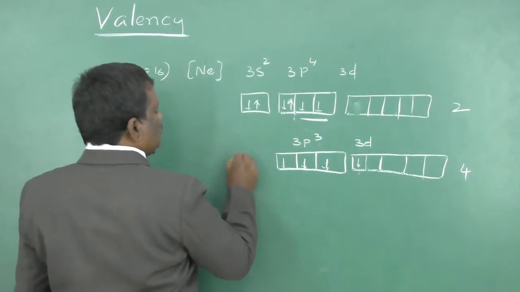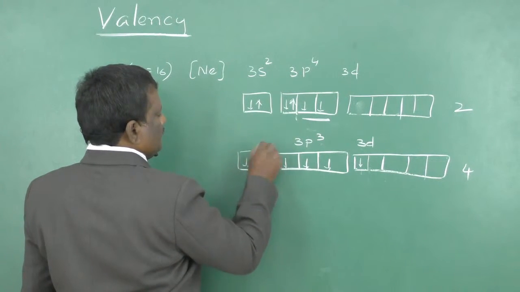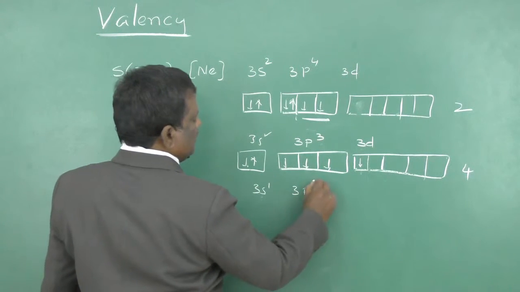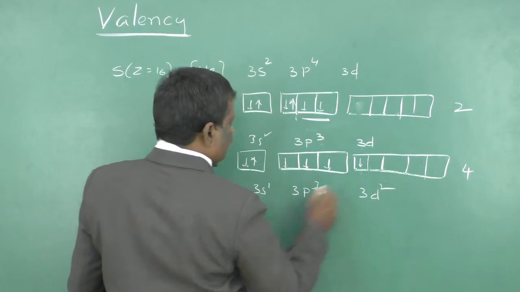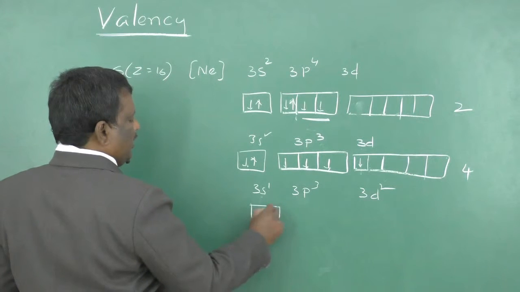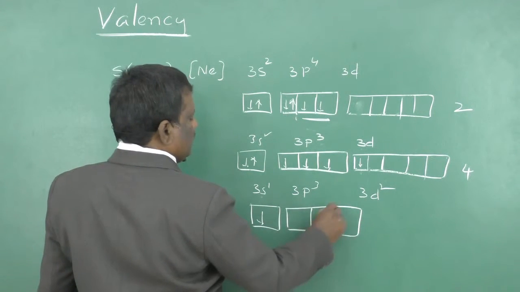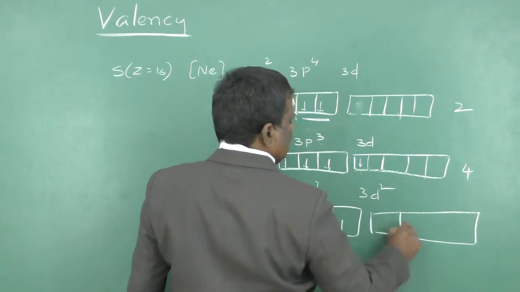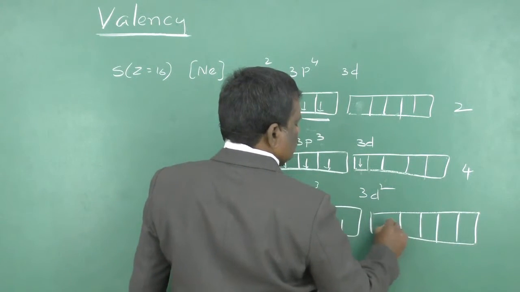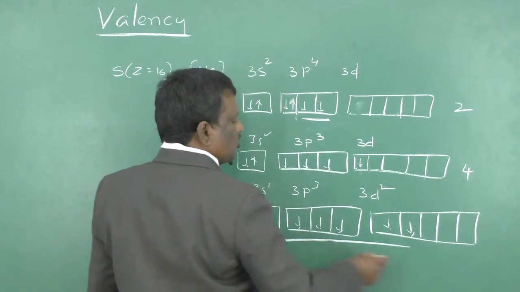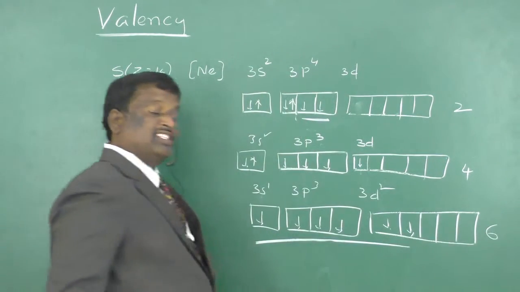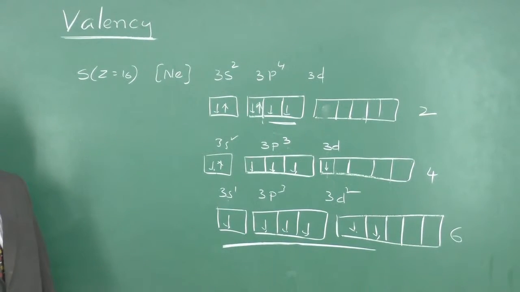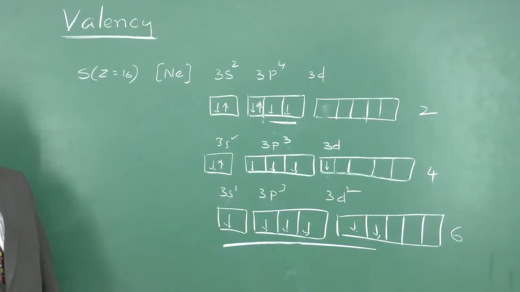When this electron also moves, then it will become 3s1, 3p3, 3d2. So in the 3s orbital you have 1 electron, in the 3p orbital you have 3 electrons, and in the 3d orbital you have 2 electrons. Now a total of 6 unpaired electrons are there. So sulfur can exhibit a valency of 6 also. But that valency of 6 is not possible with all elements.